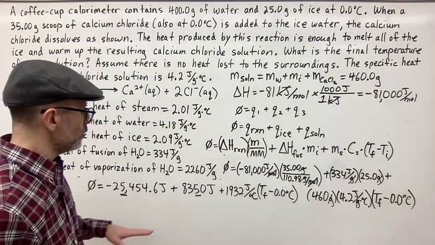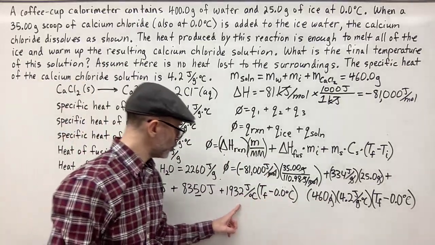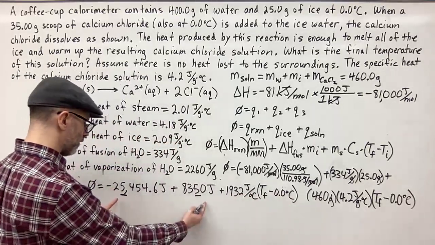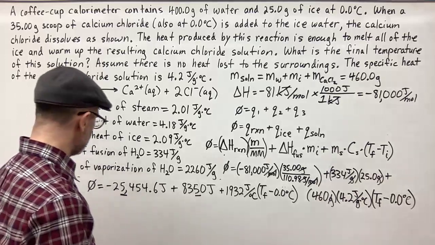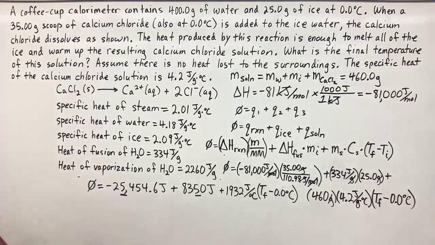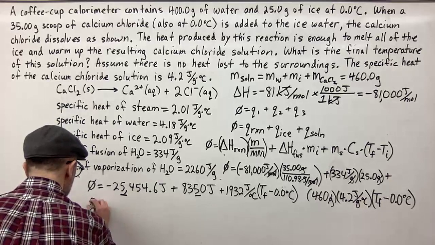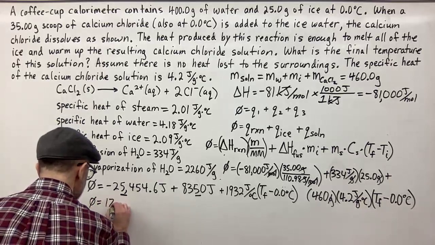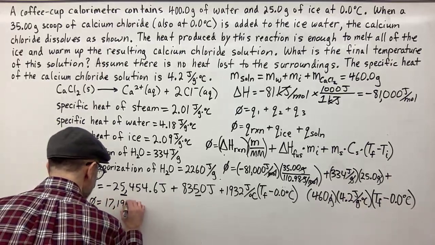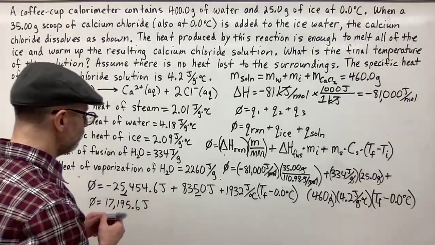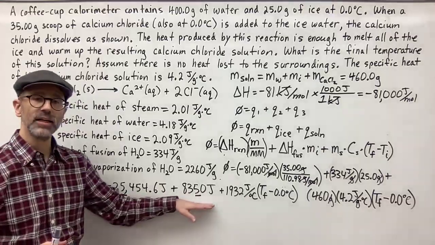Okay, so now I'm going to distribute this, and I'm going to add this together. So if I add this together, what do I get when I add those together? I'm going to get 17,195. So this is 0 is equal to 17,195.6 joules.